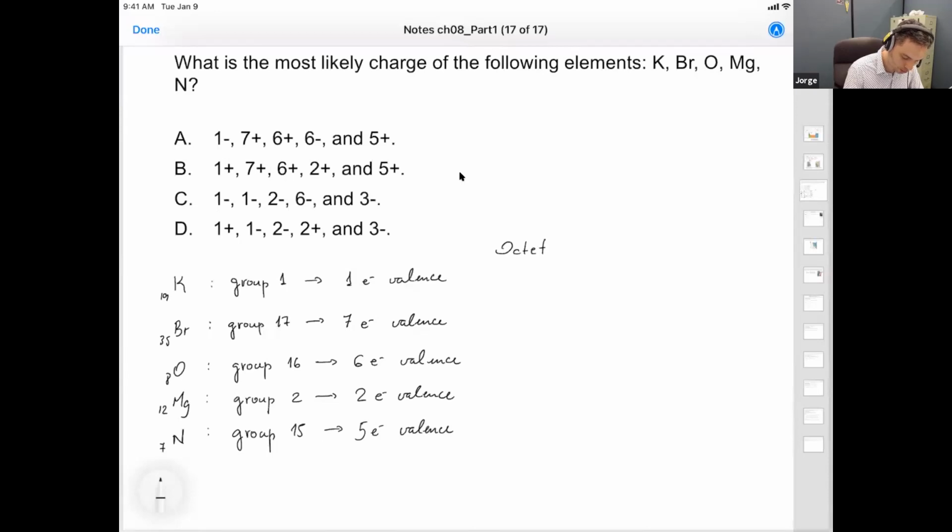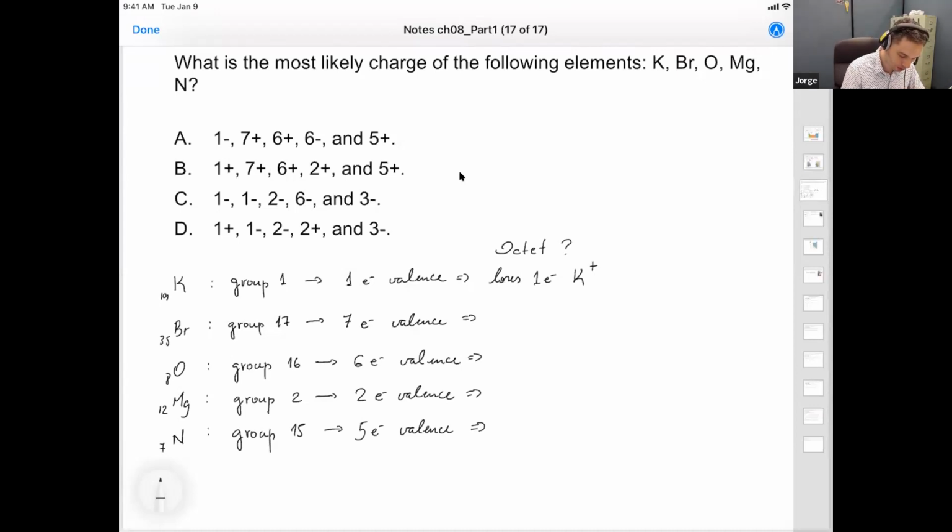Okay. What do we need to do to get to the octet for each of those elements? For the potassium, again, we need to either gain 7 electrons or lose 1. Losing 1 is easier. When the element loses an electron, it will become positive. Because it was just 1 electron lost, it is 1 plus.